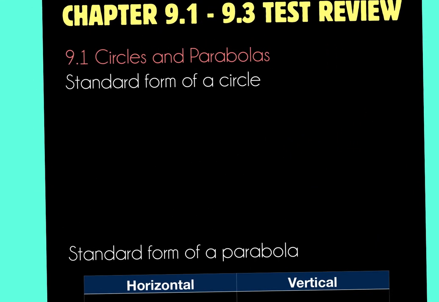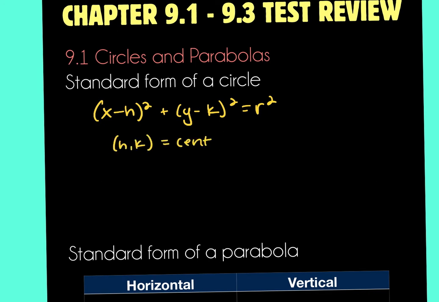So for 9-1, we did circles and parabolas, okay? We got the standard form of a circle, which is x minus h squared plus y minus k squared equals r squared. The h, k is the center, and the r is the radius.